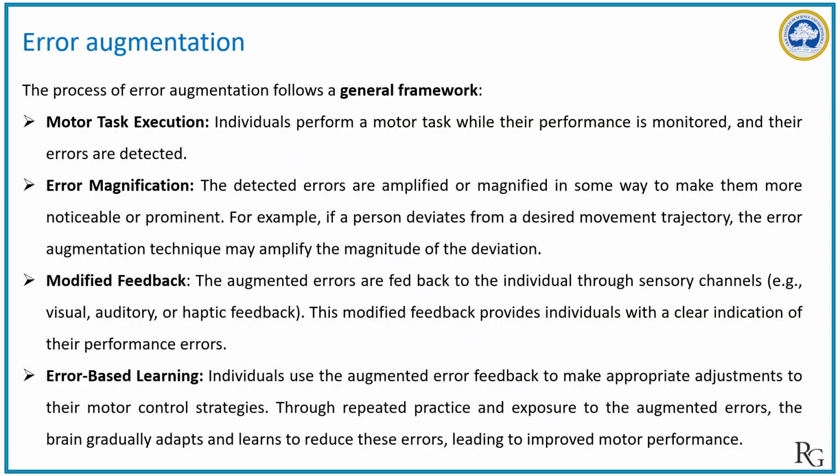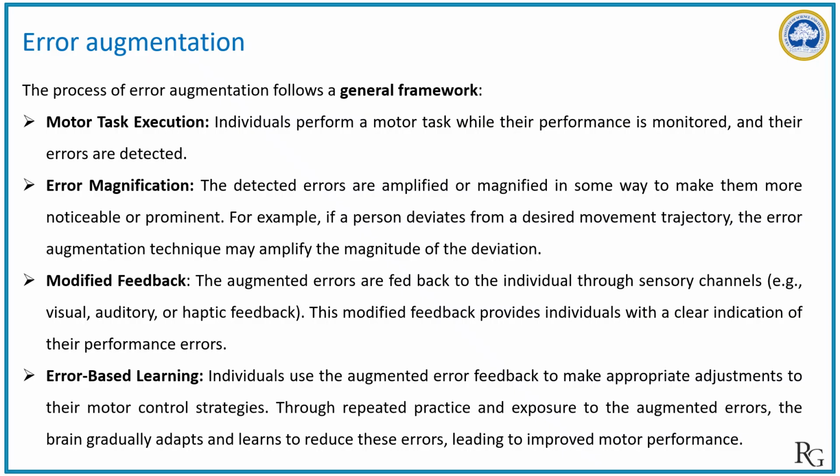During this activity, their performance is closely monitored and any deviation or error from the desired movement path or outcome is detected in real time. For that, we can use a variety of sensors. Then error magnification. The next step detects the error and deliberately amplifies or exaggerates it. For example, if a person's hand deviates slightly from the correct movement trajectory, the system may magnify that deviation, making it much more noticeable to the user.